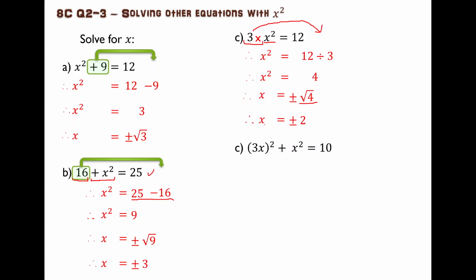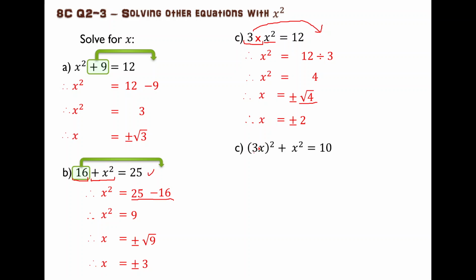Do you notice that I copied everything else down, the equals, the plus or minus, but I've replaced square root of 4 with 2? Because square root of 4 is the same as 2, the same number. Okay, one last trickier one here. I've got 3 times x, maybe I'll even put, if I can, a tiny little invisible times sign in. 3 times x, squared, plus x squared equals 10.